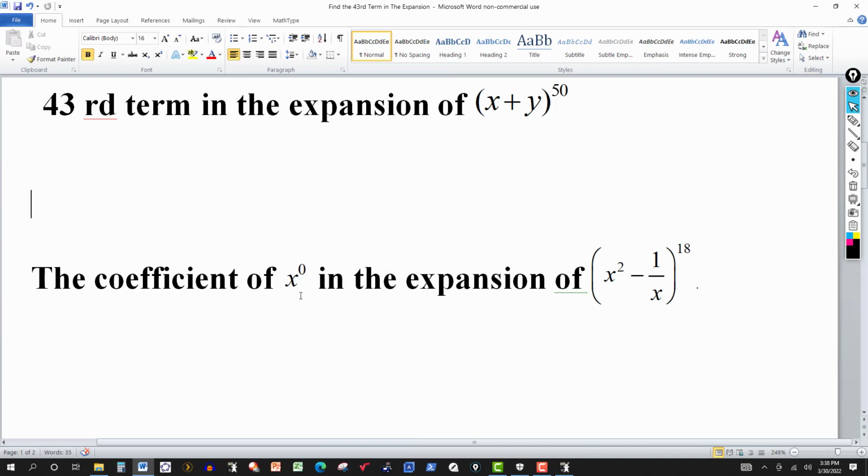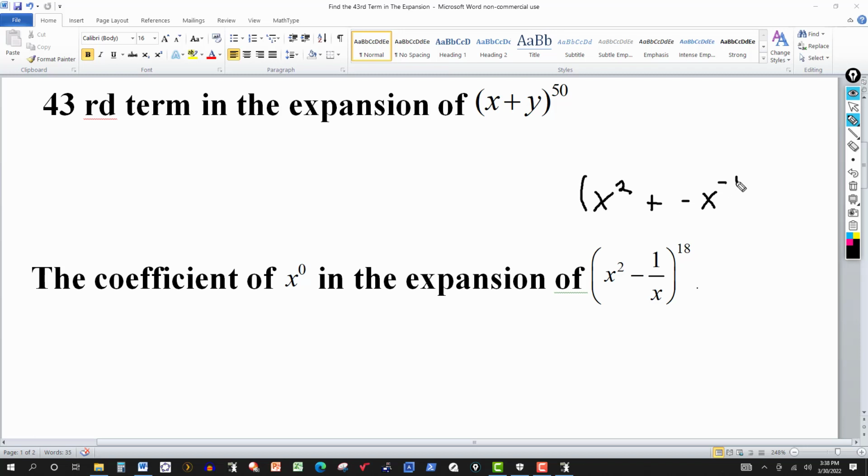The coefficient of x to the 0. In the first one we did, we were looking for the whole term, but only the 43rd term. Here we want the coefficient only of x to the 0. So let me rewrite this so it has the form we need. This should be x squared plus, in the regular form, minus 1 over x. I'm going to write that as a negative x to the negative 1 power. 1 over x is the same as x to the negative 1.